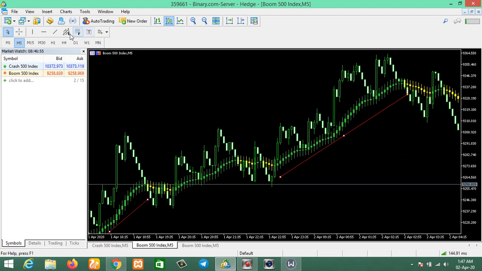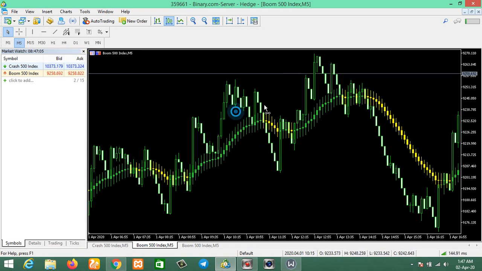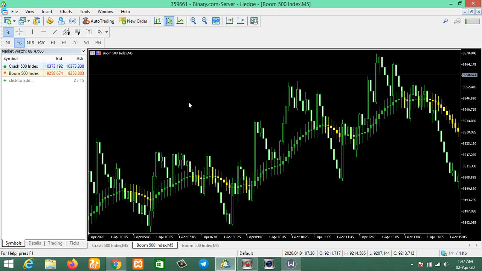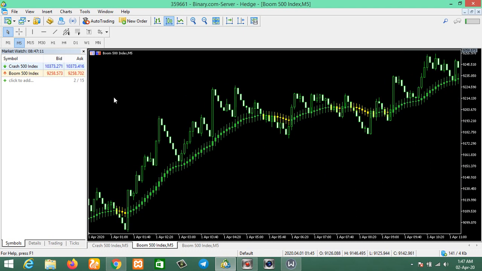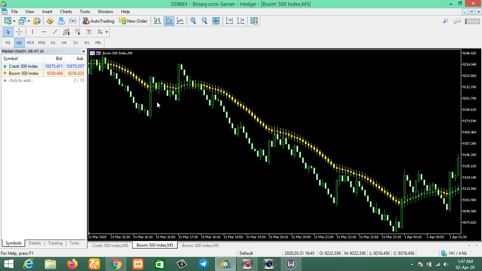Okay, so let me take away all these lines to make things easier for us. Just click on it and delete. Okay, that's fine. So now how do we place our trade? How do we enter the market? What do we need to watch out for? So far we are trading the downtrend, so there's nothing much to do other than to wait for the yellow candle to come.